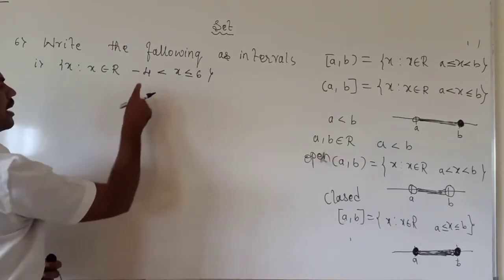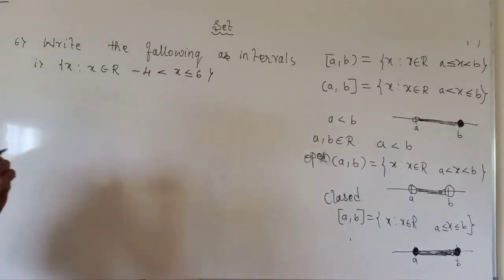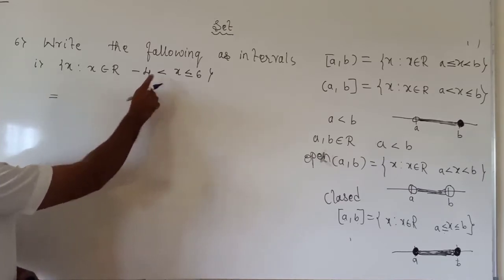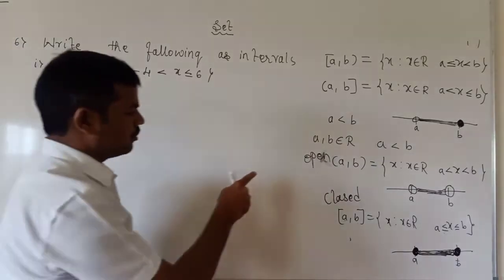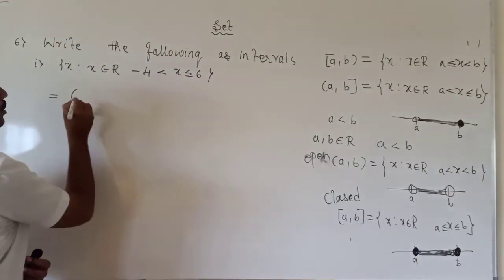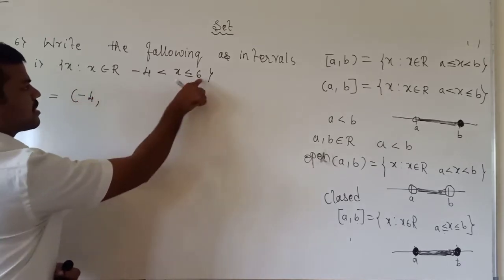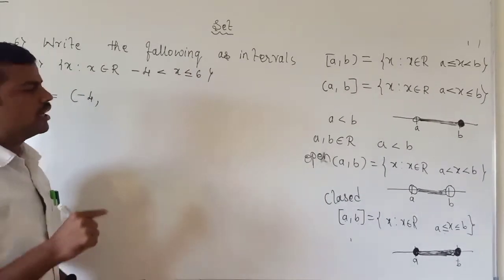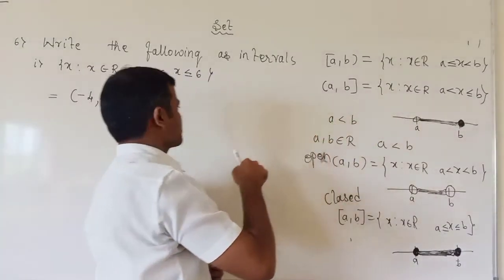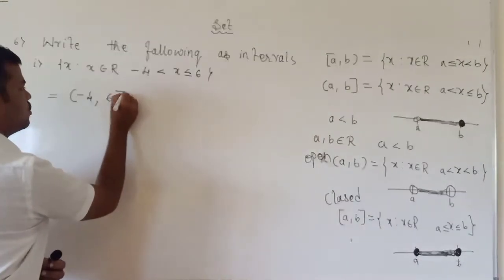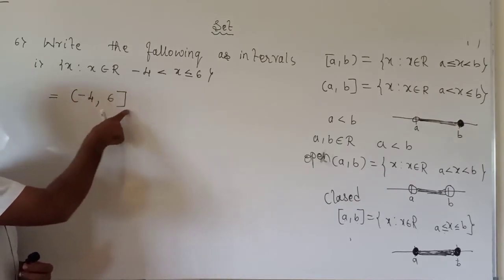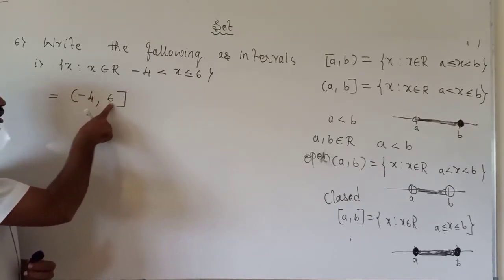So -4 to 6. So we'll write that is equal to. Whether -4 is included or not? If it is not included, which symbol are we using? Open. Open, means small bracket, -4 to where? 6. Whether 6 is included? If it is included, which bracket are we using? Square bracket, 6, including 6. So we are collecting from -4 to 6, excluding -4, including 6.